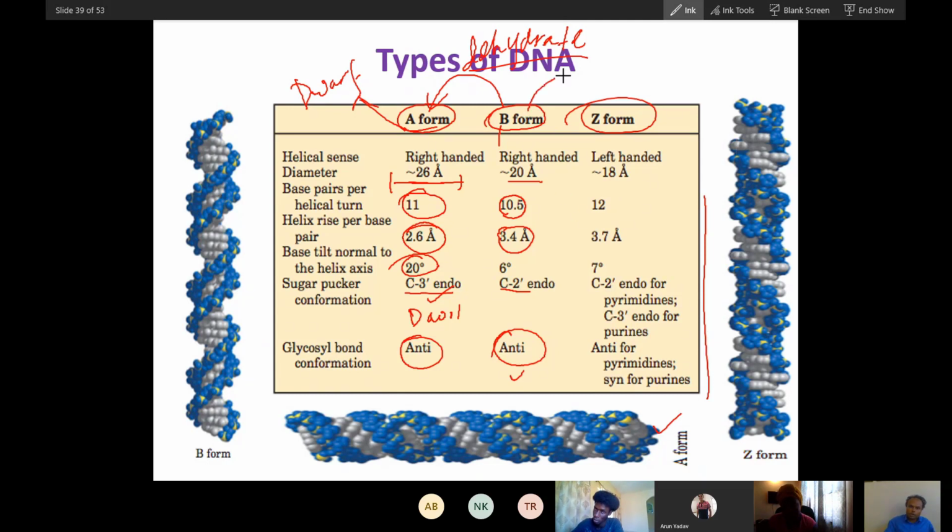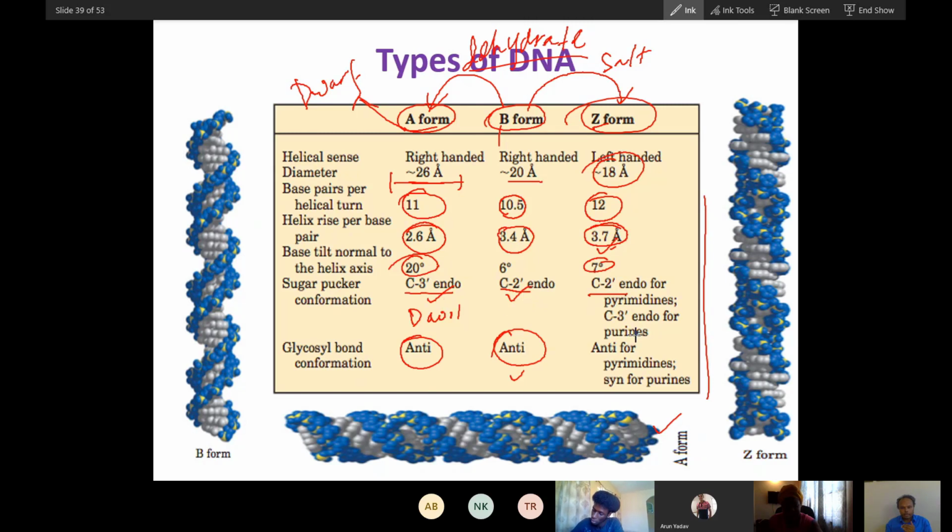So when do we get this most elongated form? When you add salt. In a salt environment, this DNA will form a zigzag form. This Z is for zigzag. Now the breadth is shortened because the height is elongated. One pitch contains 12 base pairs, and the base length is a little bit elongated, 3.7, and you can see this 7 degree angle, and the pucker is C2 endo.